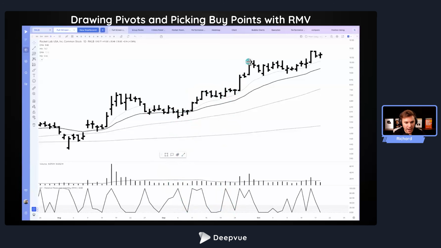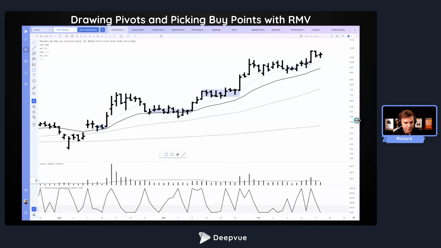We expand higher again, form this base here. We get another tight day here. RMV5 goes to 0. We're primed. We get an outside day, expansion higher, and this has continued to play that same tune, showing repetitive action over and over again with these tight areas: expansion, contraction, expansion, contraction. And here I am highlighting that for you. I didn't realize I did that, but again, here's another tight area right before an expansion higher.